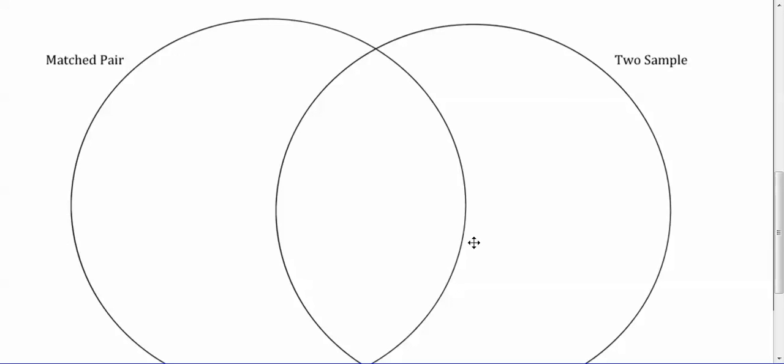Now the example on the next page is one that we're not going to be doing right now. We'll discuss it in class at a different time. But go ahead and pause the video and fill out this Venn diagram, and then we're going to be skipping ahead a couple of pages.